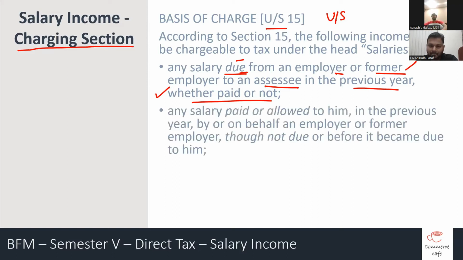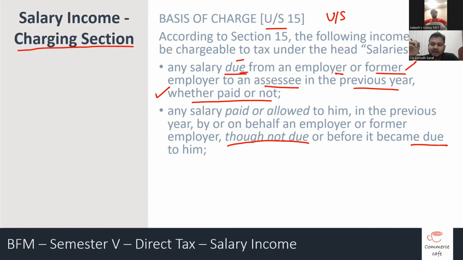Next point. Any salary paid or allowed to him in the previous year by or on behalf of an employer or former employer, though not due or before it became due, will also be charged to tax in that previous year. What is the meaning of this? This means, suppose I have not even earned the salary, but I got it in advance. Before it became due, the employer has already paid me. Even in that case, that income will be chargeable to tax.